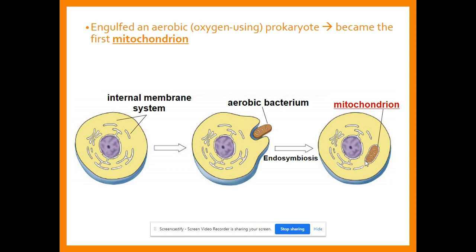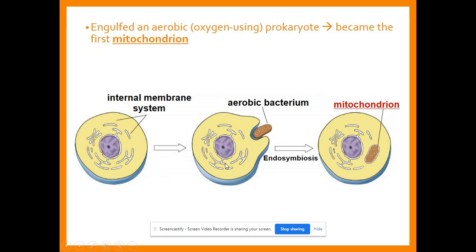Another part of the endosymbiotic theory describes how cells are different sizes. Some are larger while some are smaller. A larger ancestral cell is thought to have engulfed a much smaller aerobic prokaryotic cell. This small aerobic prokaryotic cell was able to use oxygen and create ATP.